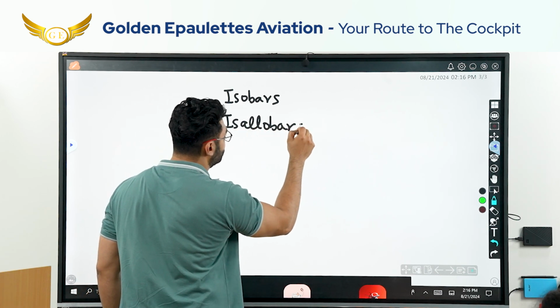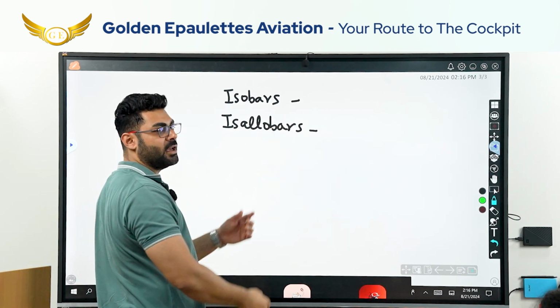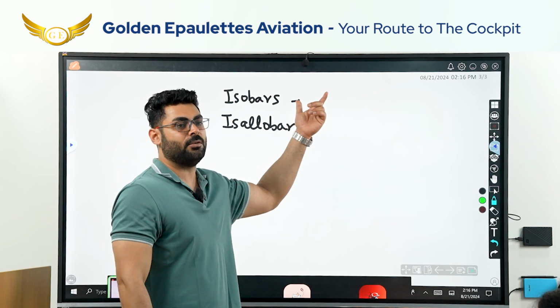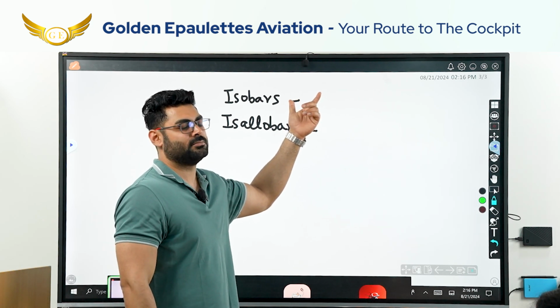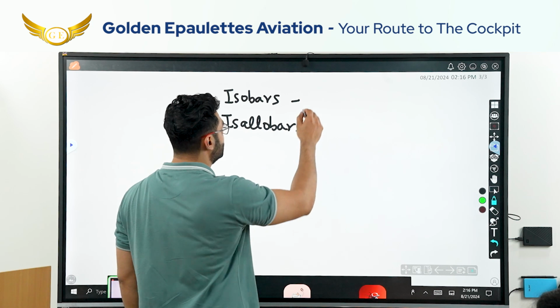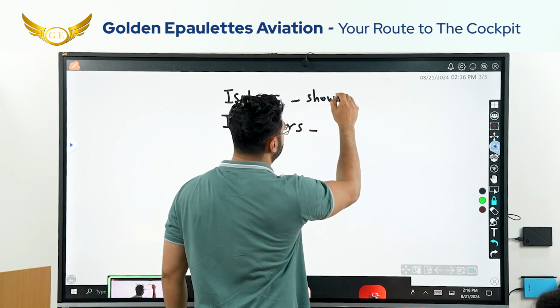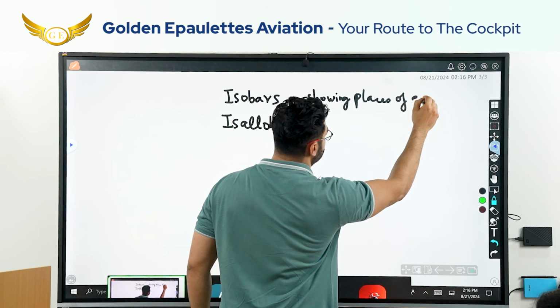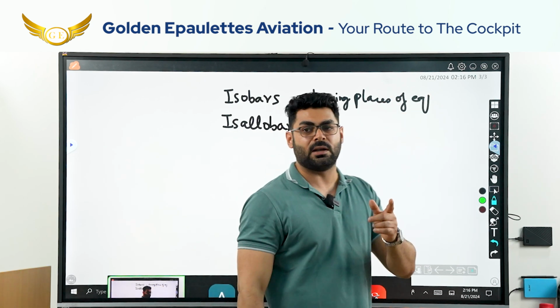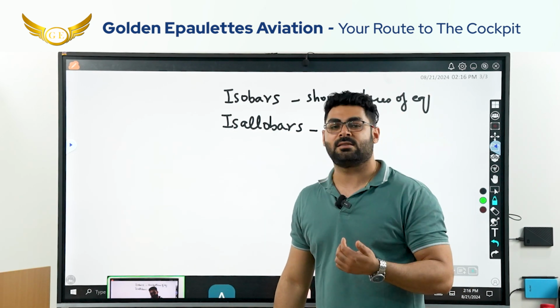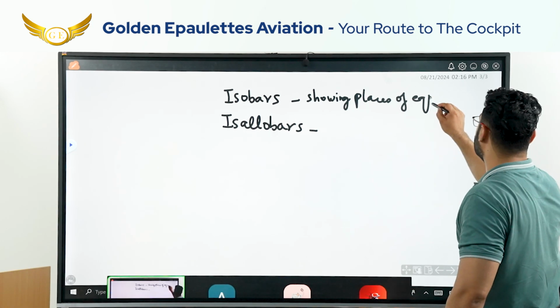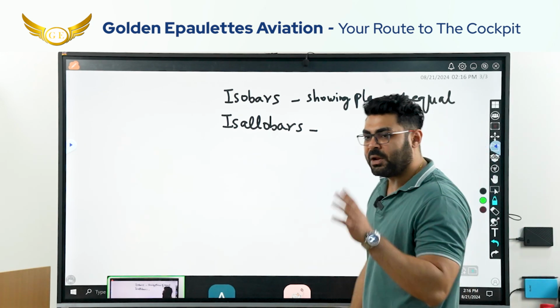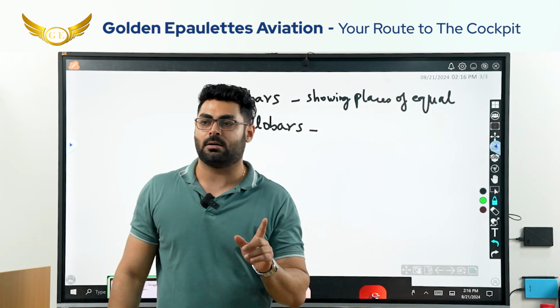Neha, can you tell me the difference between two? This is isobars ka kya likhu? Abhi bataya. Showing places of equal pressure. This question comes very frequently in MET, and also they ask this in RTR Viva also, okay? So pay attention. That means pressure is there which is equal in this whole area.